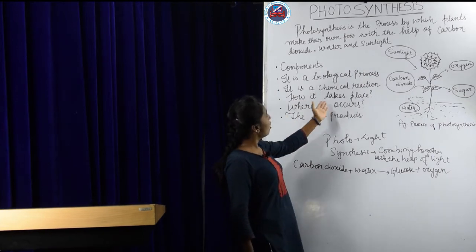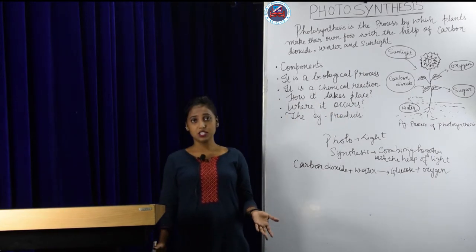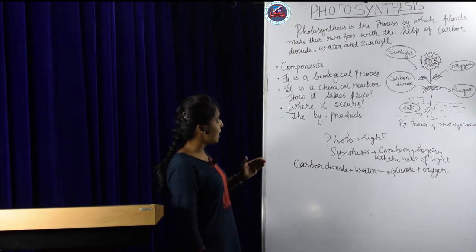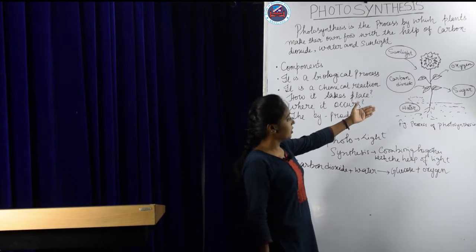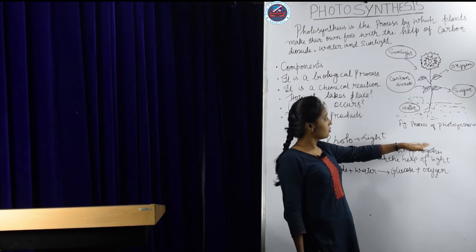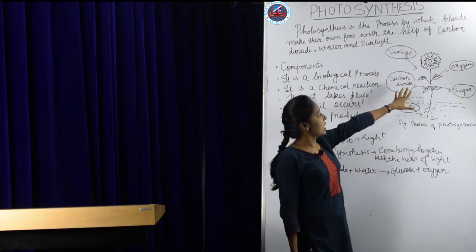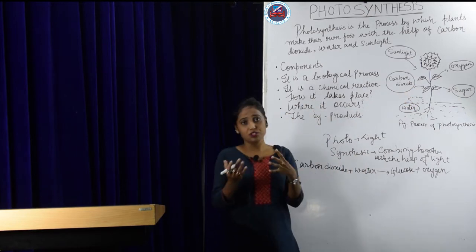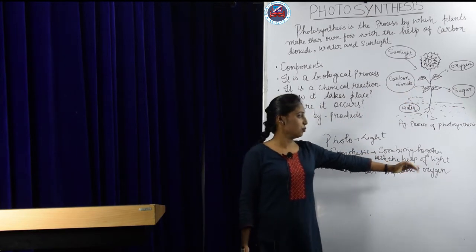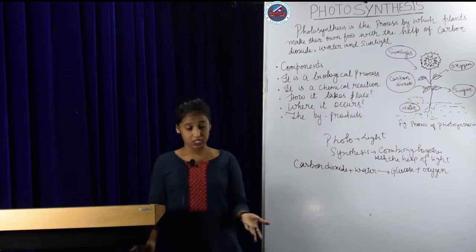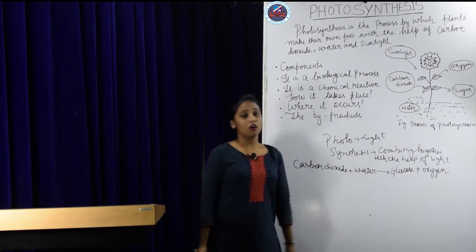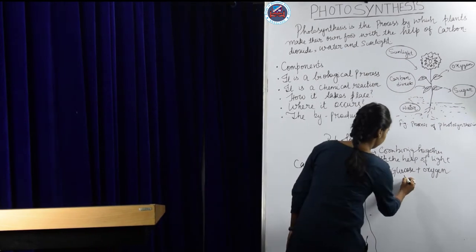Now, how does it take place? In simple words, how does it take place? The plants absorb water from the soil, trap sunlight from the sun, take carbon dioxide from the atmosphere and they combine these together with the help of light and they produce glucose or the sugar, which is their food.